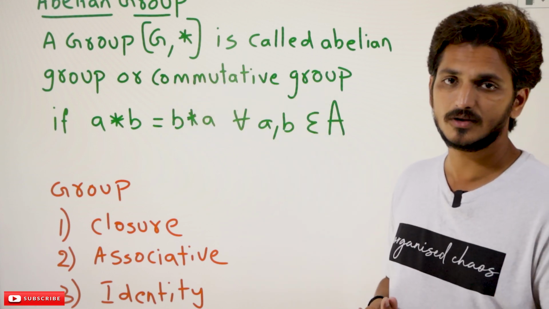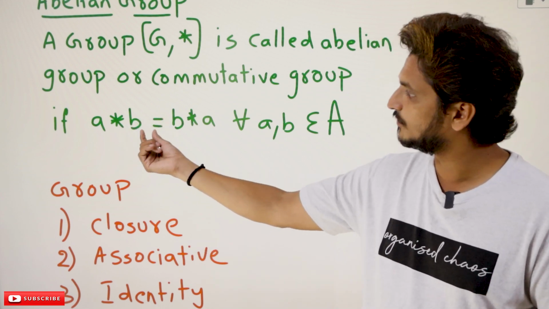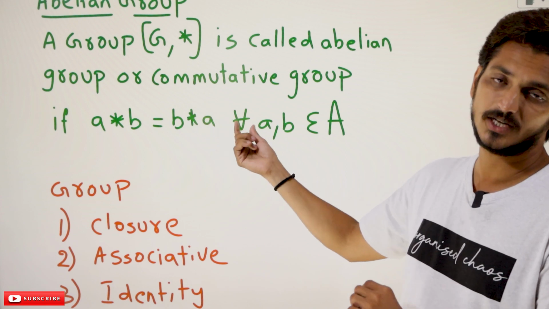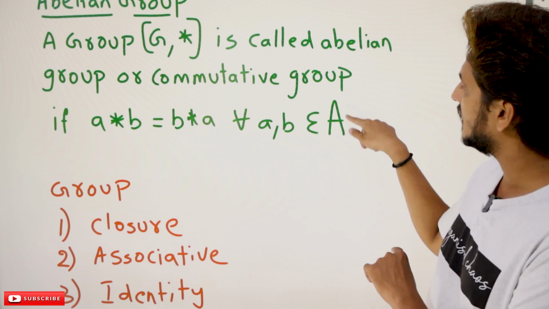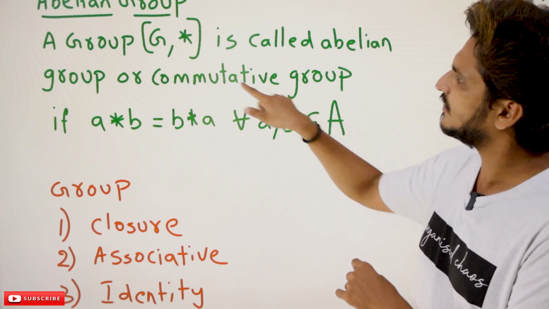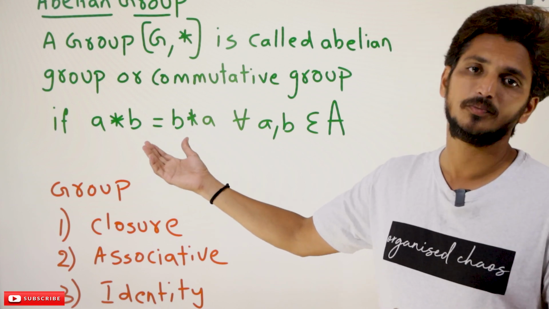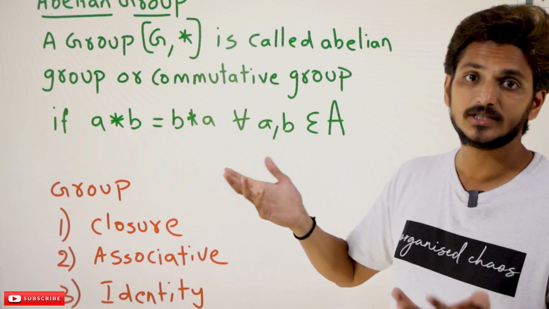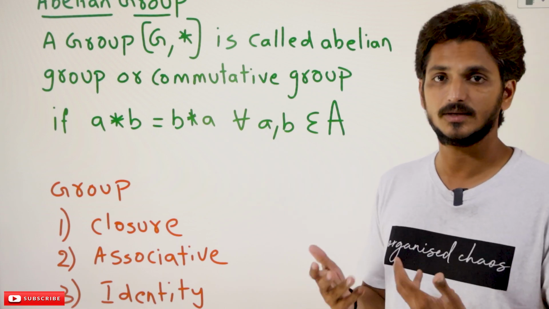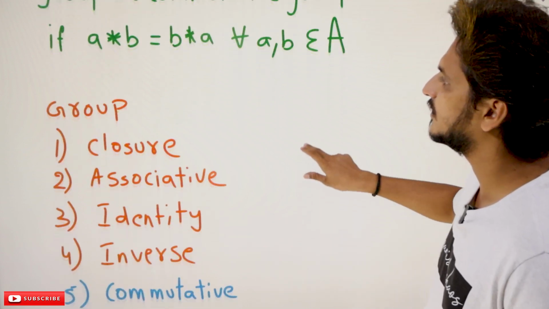If it is an Abelian group or commutative group, it satisfies the condition A binary operation B equal to B binary operation A for all A, B belonging to set A. Here we have mentioned it as set A, usually set G. This is the commutative property. If the set and the binary operation satisfy the commutative property, then we accept it as an Abelian group. With an example, you are going to understand it better.